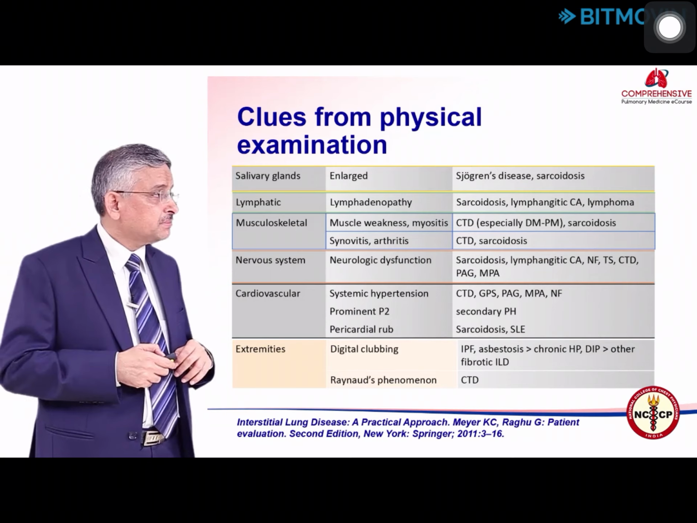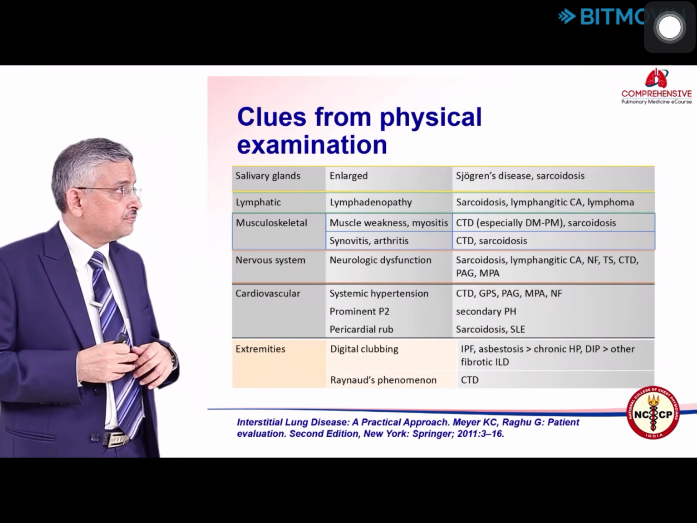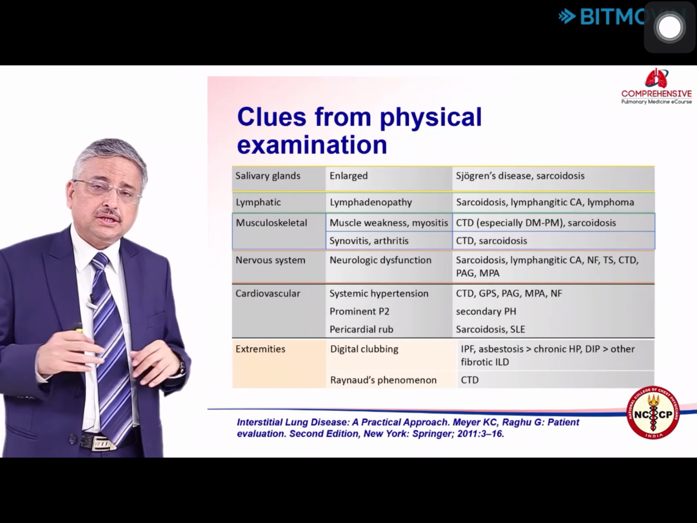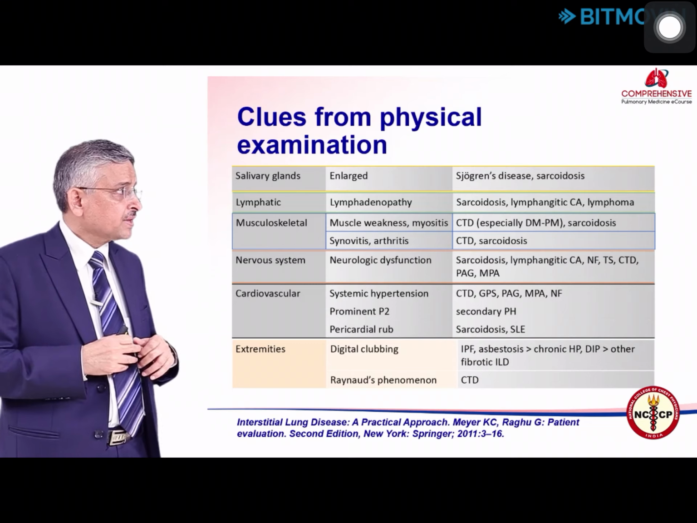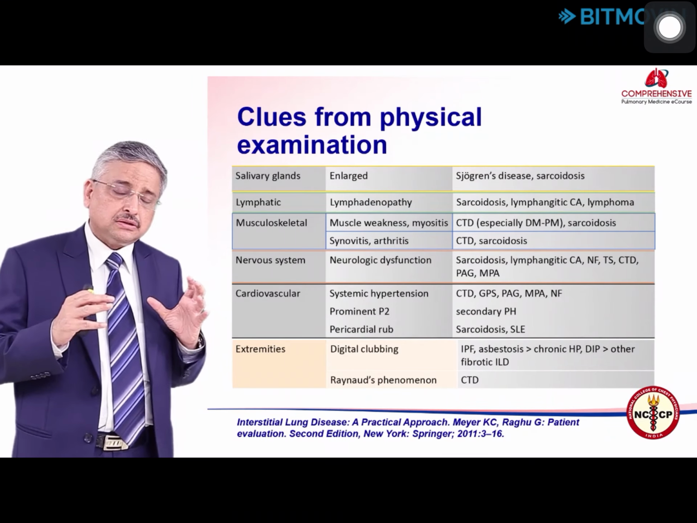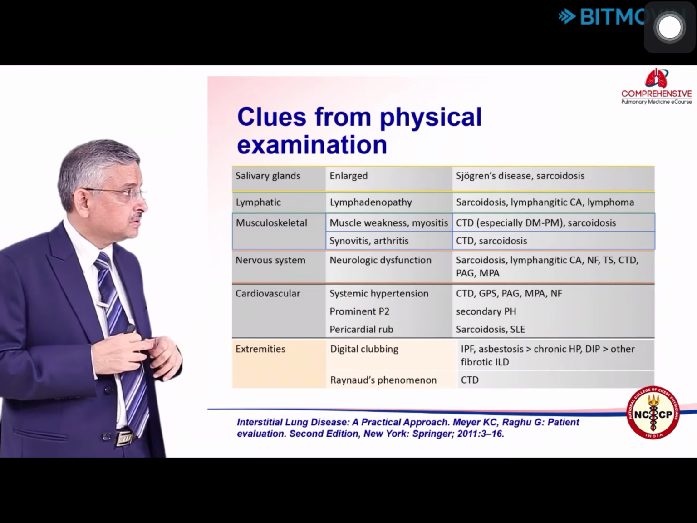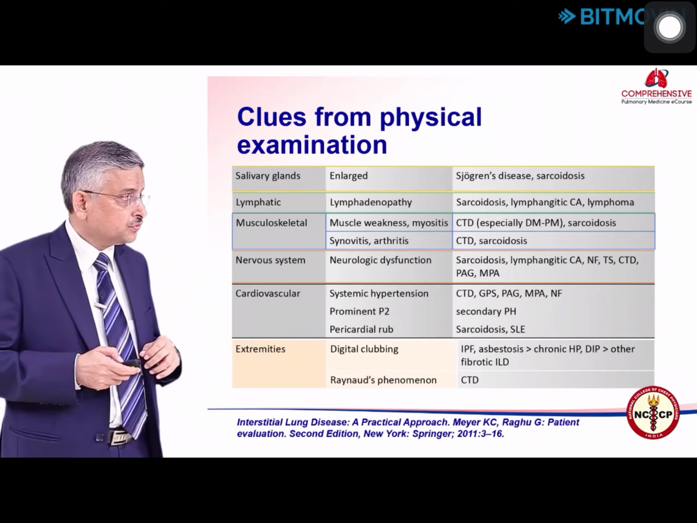Similarly, for physical examination, look for parotid enlargement, look at the salivary glands, look for lymphatic involvement. So, look for any lymphadenitis. You may pick up a lymph node, look at the musculoskeletal system, and it's also important to do a detailed examination, especially of the central nervous system and the cardiovascular system. And again, like I said, look for Raynaud's phenomena and look for digital clubbing.